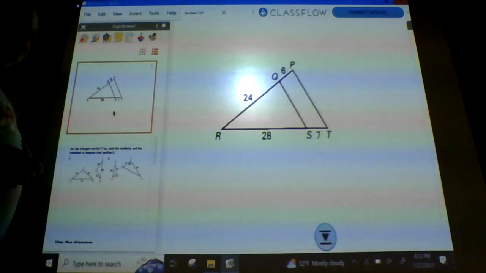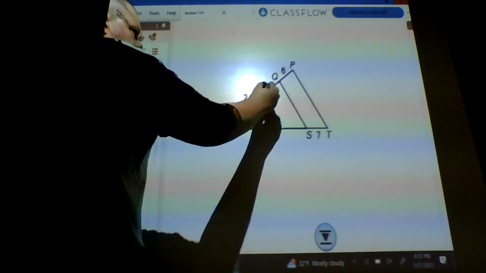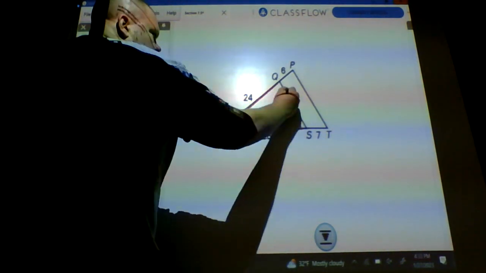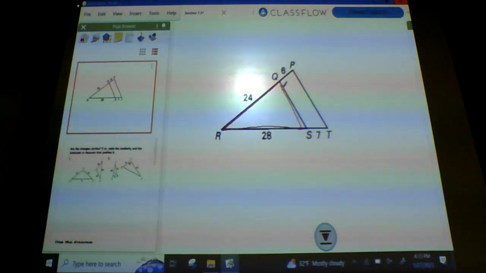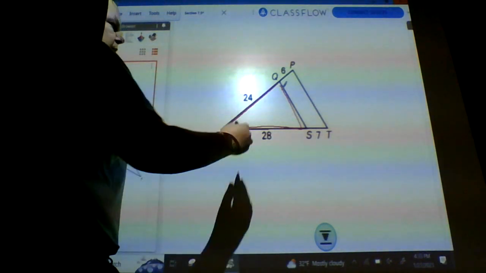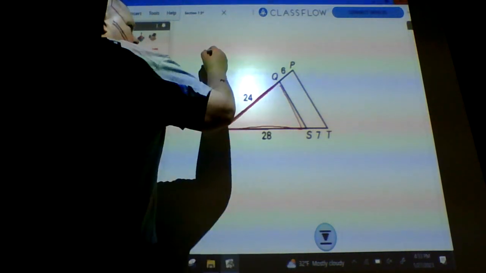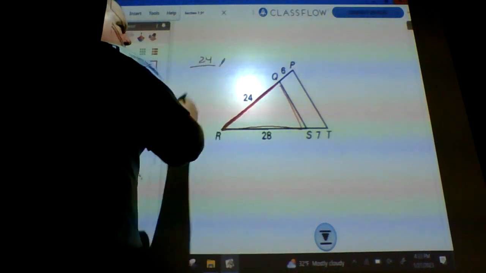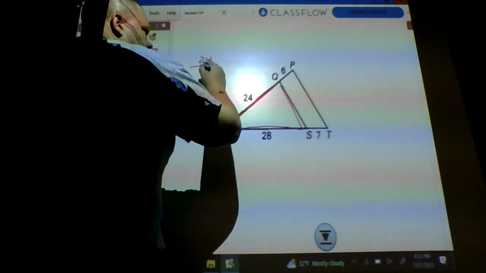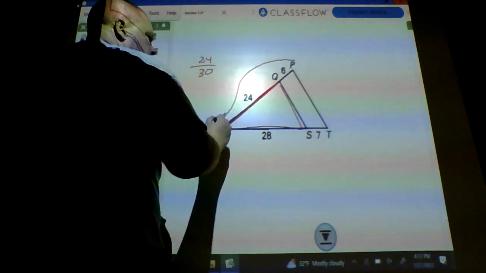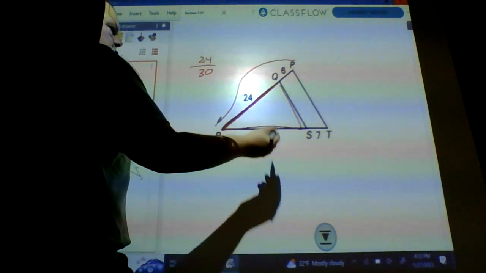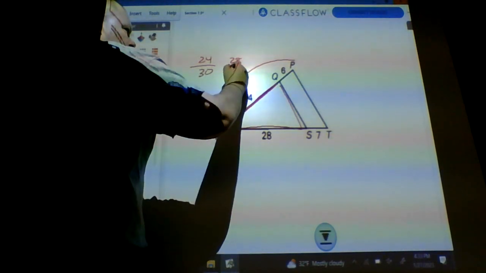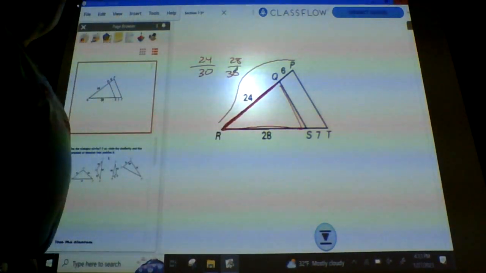Okay, here's another example. This time we've got again a small triangle here in red that is going to be surrounded by a big triangle. Okay, it's overlapping. When I look at my small triangle on top, my side is 24. My entire length then is 30 because I've got to include both those pieces. Similarly, 28 is going to deal with 35.